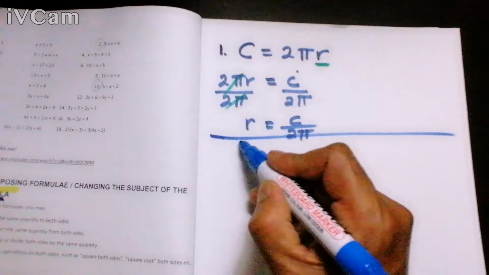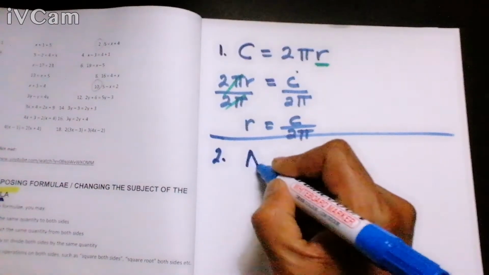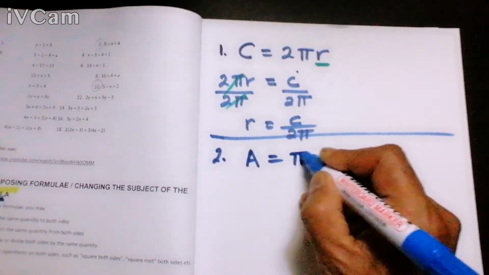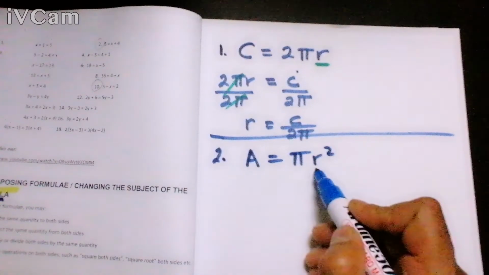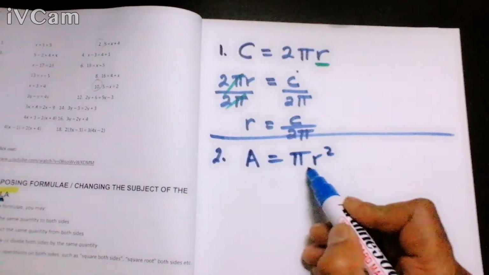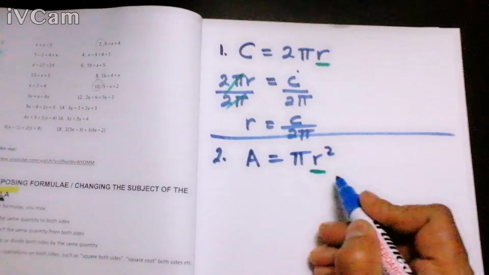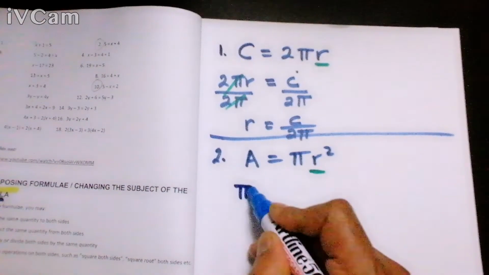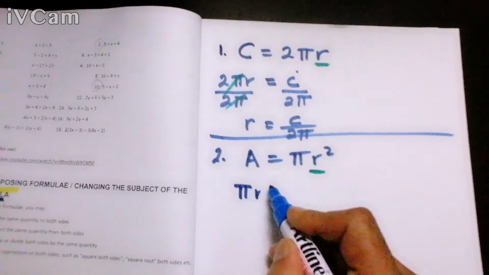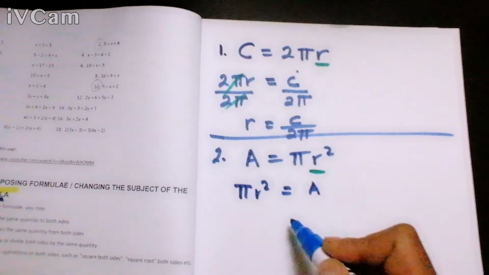Let's look at another one relating to the circle. We have a is equal to pi r squared, which is area is equal to pi, 22 over 7, times the radius squared. And again, suppose I want to make r the subject of the formula, to read r equals something. So we transpose left to right. Pi r squared is equal to a. I just swap them around. I have not changed anything.